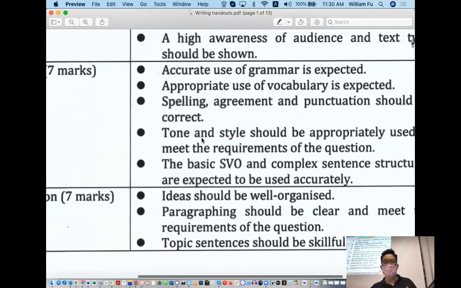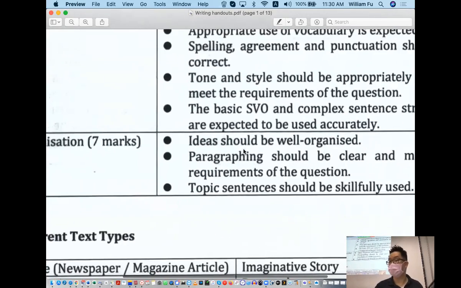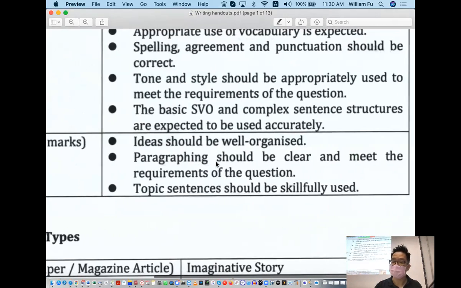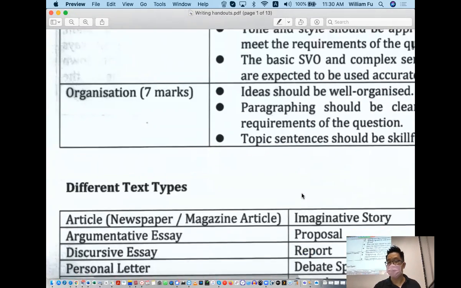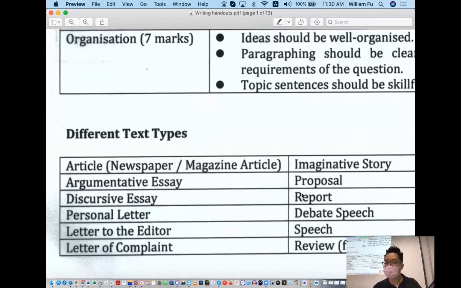Now for organization, your ideas should be well organized. The paragraphing should be clear, and meet the requirement of the questions. And the topic sentence should be skillfully used. Now for text type, there are many different text types.